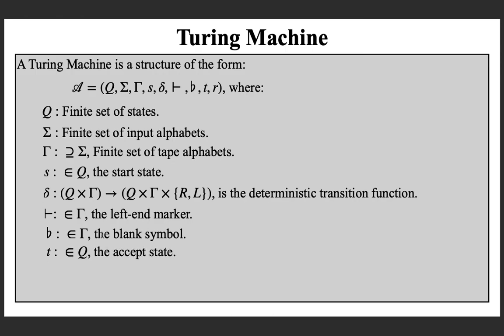T is a sink state known as the accept state. R is a sink state known as the reject state. And remember that T and R are sink states. So it is a 9-tuple comprising all these components. The definition is actually the same except for a single difference, that is, in the definition of the transition function, the right move is never restricted.